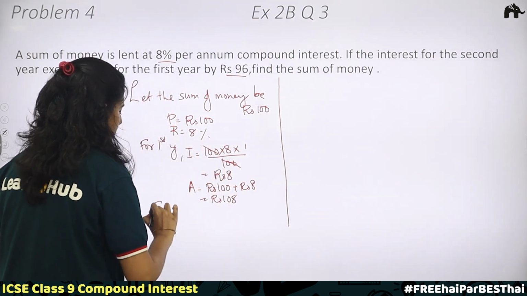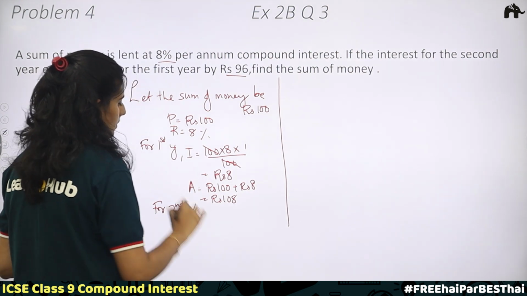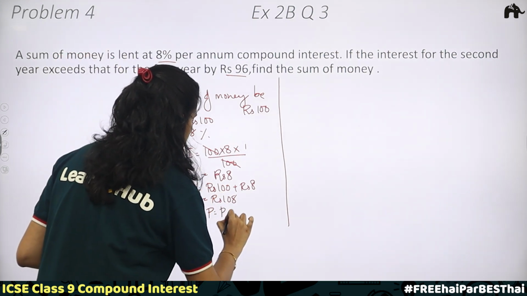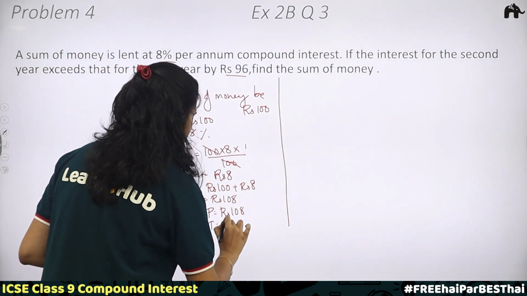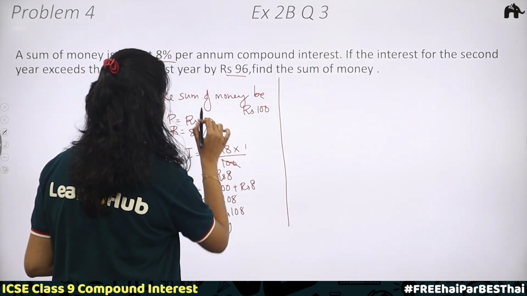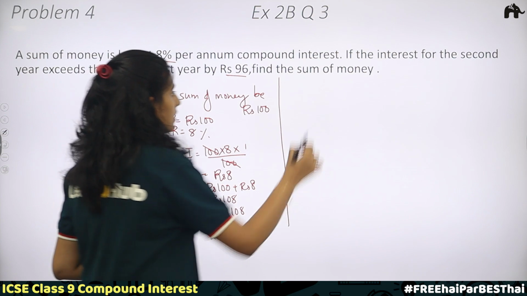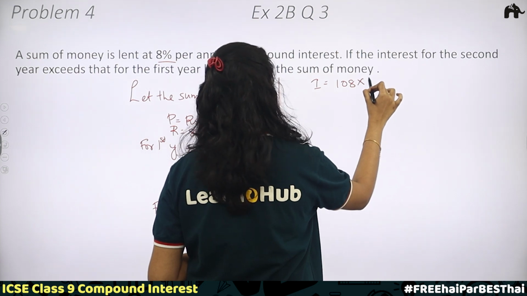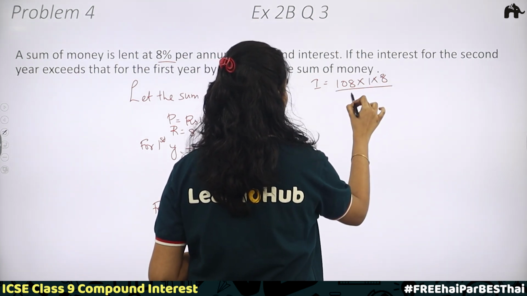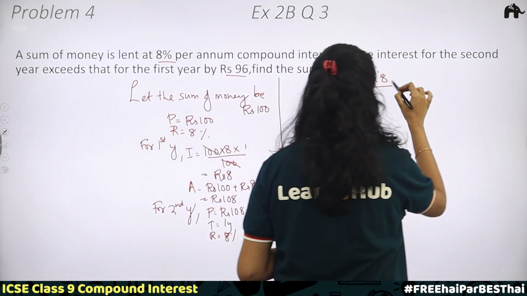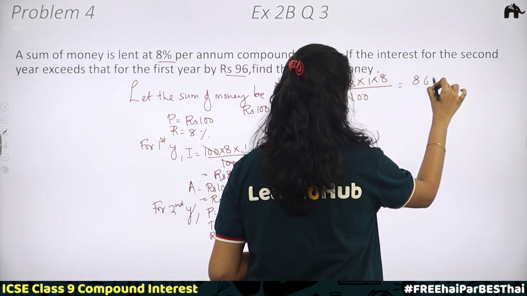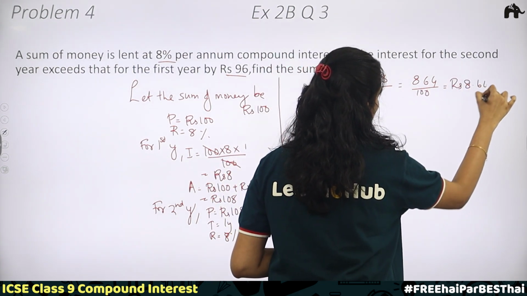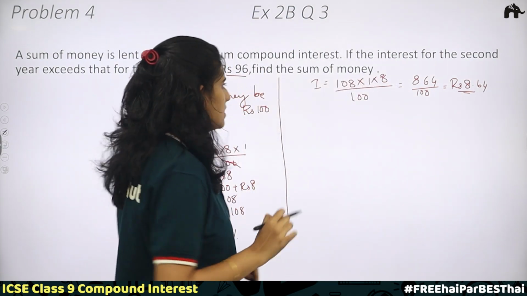Now for the second year. For second year, principal will be this amount, that is amount at the end of first year, which is rupees 108. Time will be 1 year. Rate of interest will be the same, that is 8%. Okay. Then the interest will be equal to principal into time into rate of interest whole divided by 100. 108 into 8, you will be getting 864 divided by 100, which is equal to rupees 8.64. Okay, 8.64 is the interest.